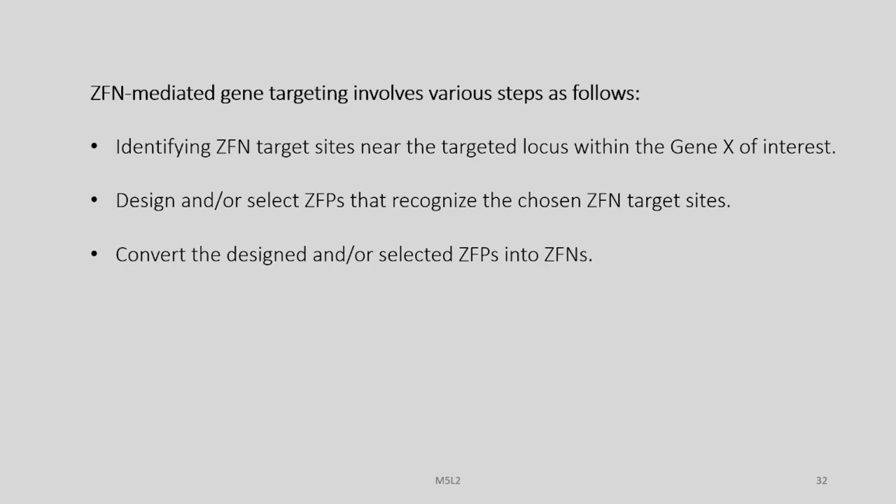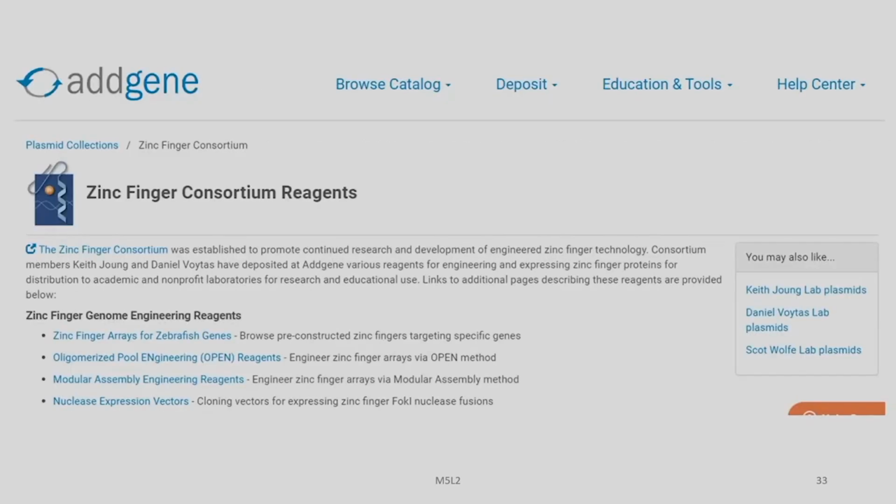So, identifying ZFN target sites near the targeted locus within the gene X of interest is the first most important step in this procedure. Next, in this procedure we go for designing and or selecting zinc finger proteins that recognize the chosen ZFN target sites, and then we convert the designed and or selected ZFPs into ZFNs by covalently attaching them to the nuclease domain.